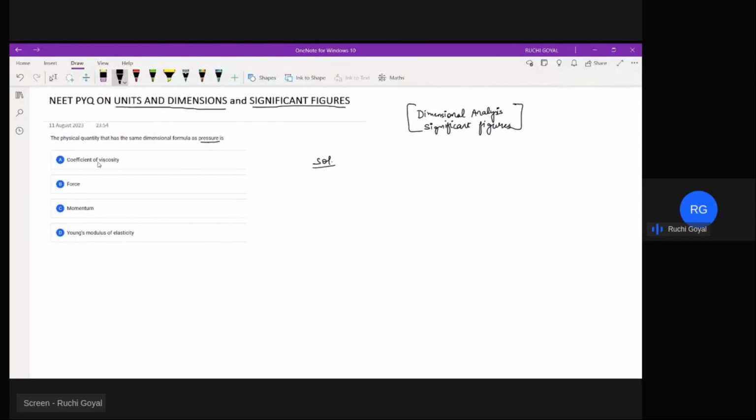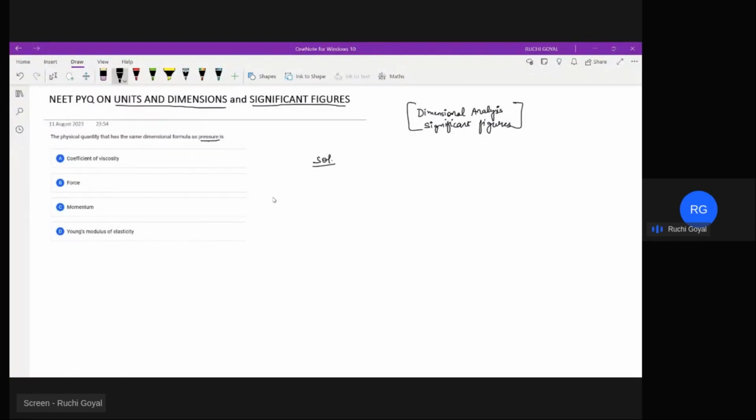The options are coefficient of viscosity, force, momentum, and Young's modulus of elasticity. So firstly, we will write the formula of pressure. Pressure is force upon area. So we can write the dimensions of pressure from here. What are the dimensions of force? MLT^-2, and area is L^2, right? So what will be the dimensions of pressure? ML^-1T^-2. This is the formula of pressure.